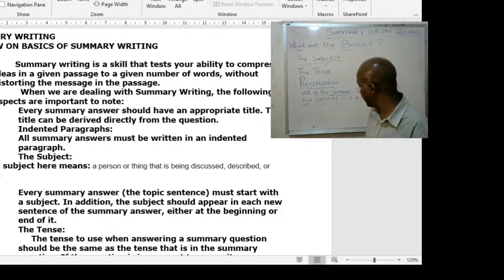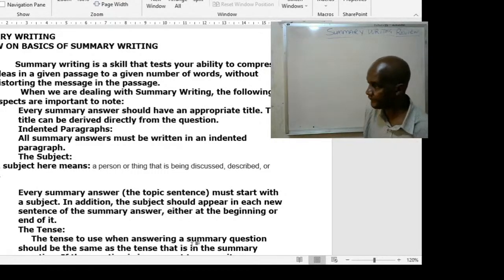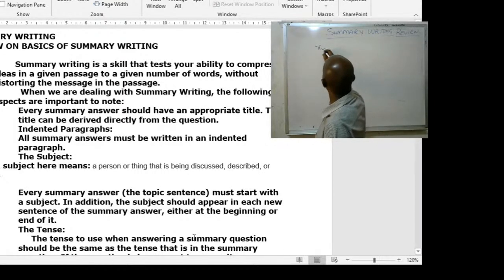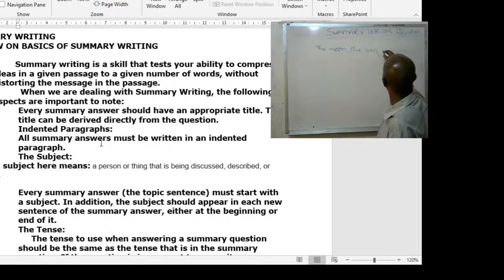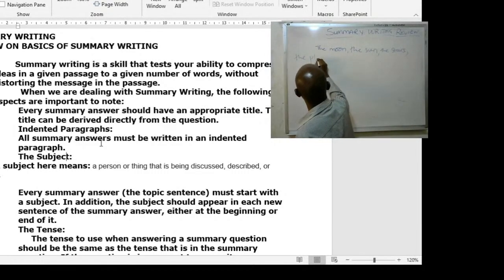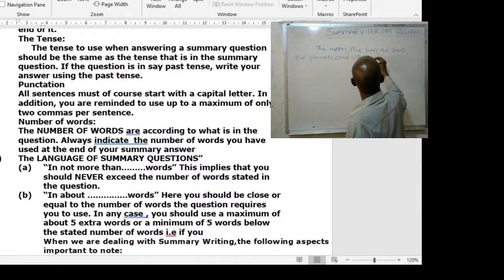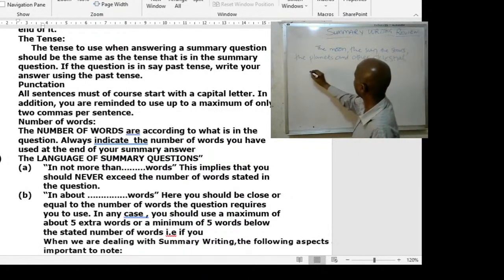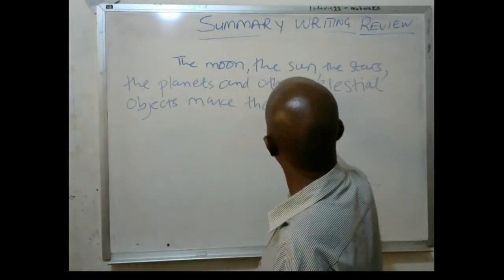So I'll give an example here. Let's say the moon, the sun, the stars, the planets, and other, let's call them celestial objects, make the universe.